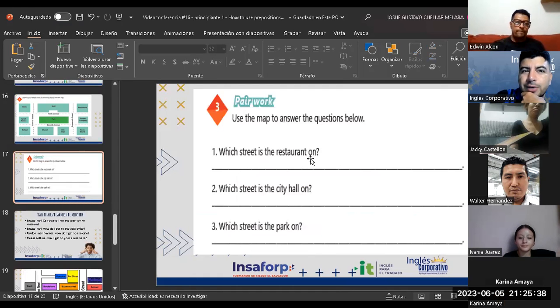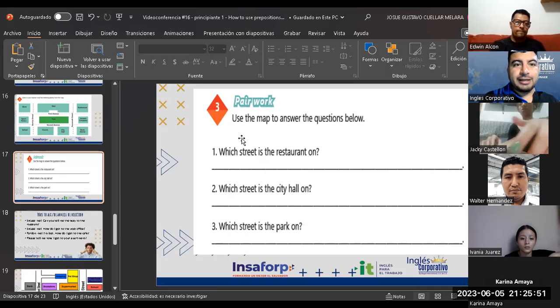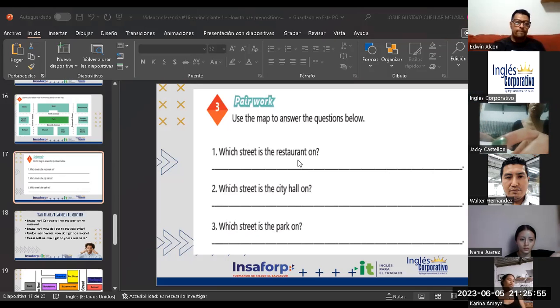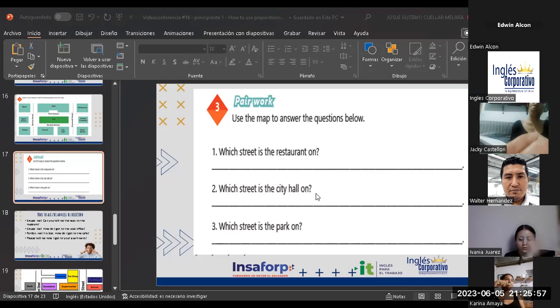Which street is the restaurant on? Which street is the city hall on? Which street is park on? Entonces, aquí preguntamos, ¿se recuerdan que les decía que which es cuando tenemos opciones? ¿En cuál calle o sobre cuál calle está el restaurante? ¿Sobre cuál calle está la alcaldía? ¿Sobre cuál calle está el parque? ¿Ok? Let's see some volunteers here. Vamos a ver un par de voluntarios.